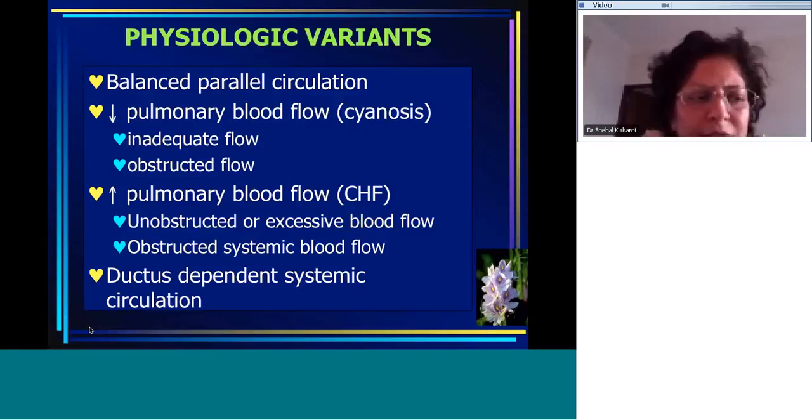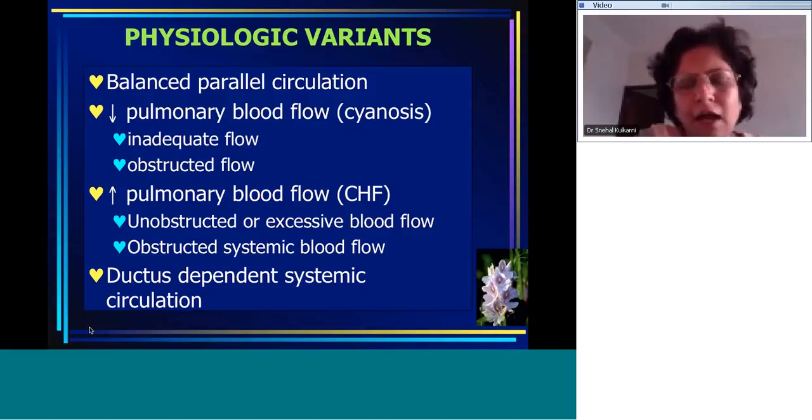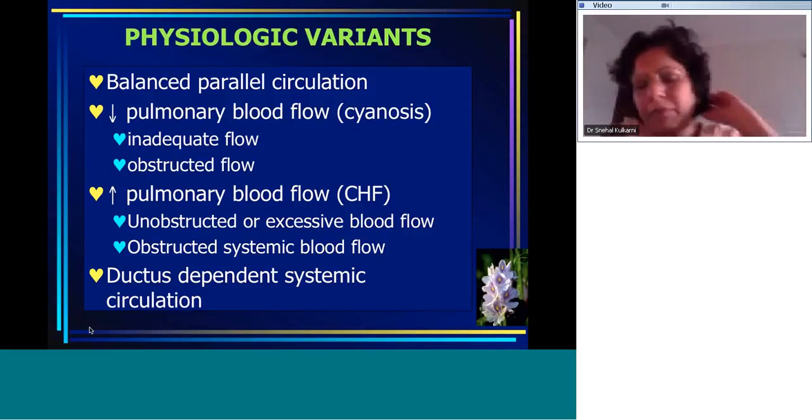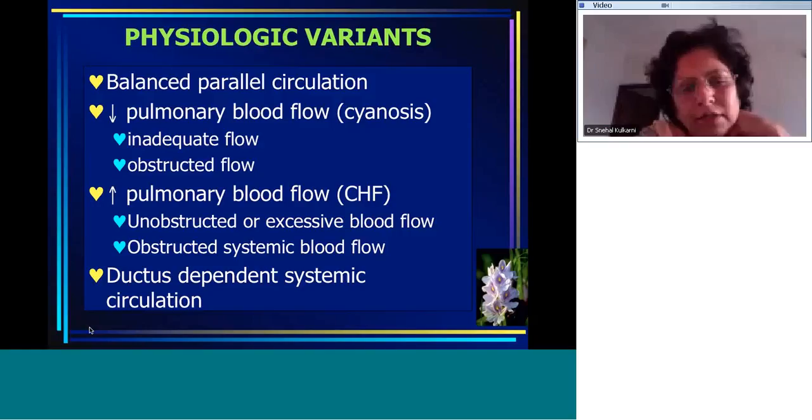Because if you have a balanced parallel circulation, you don't need to hurry immediately. As compared to that, if you have somebody coming with severe cyanosis with an oxygen saturation of 13–40%, then we have to act immediately. On the other side, if we have heart failure with excessive pulmonary blood flow, you will have to act again immediately to reduce the pulmonary blood flow.